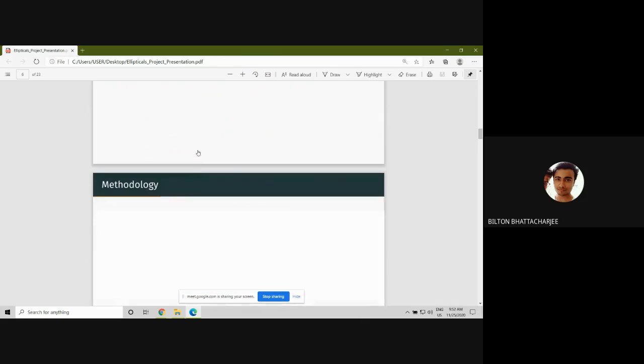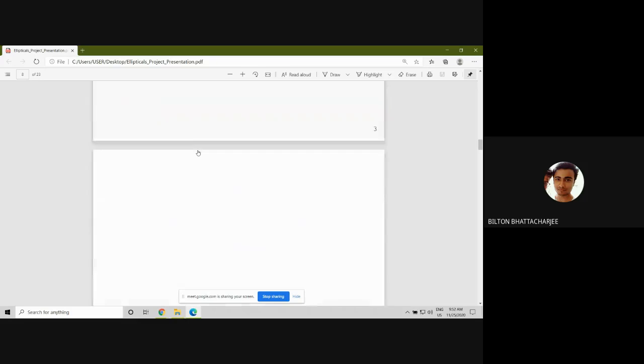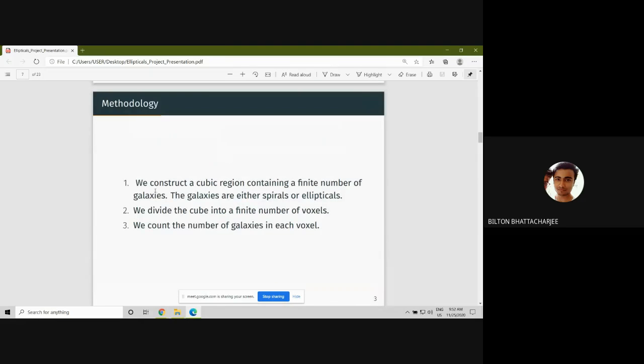So the methodology of this work has 5 steps. The first 3 steps are: we first constructed a cubic region containing a finite number of galaxies. The galaxies are either spirals or ellipticals. Then we divided the cube into a finite number of voxels. Then we count the number of galaxies in each voxel.